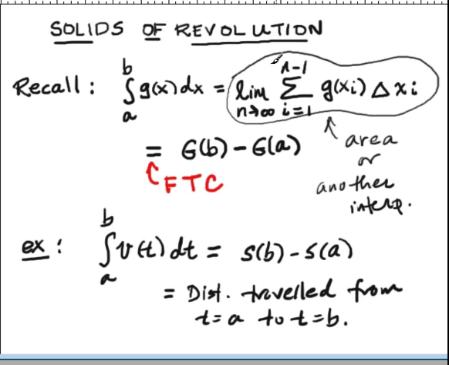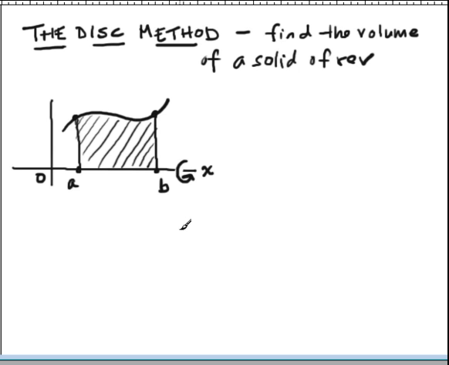Okay, so the point is this type of sum, where you have a function times delta x, is equal to the antiderivative at the second point minus the antiderivative at the first point. And we're going to use that to demonstrate the formulas appropriate for finding the volumes of solids of revolution. So let's look at the disk method, which is one method for finding the volume of a solid of revolution.